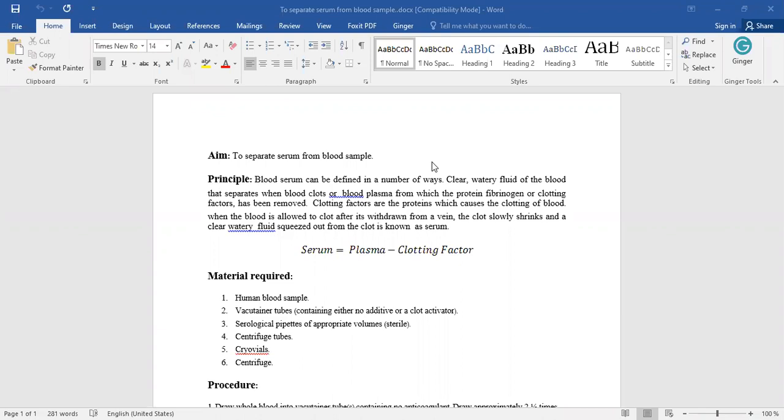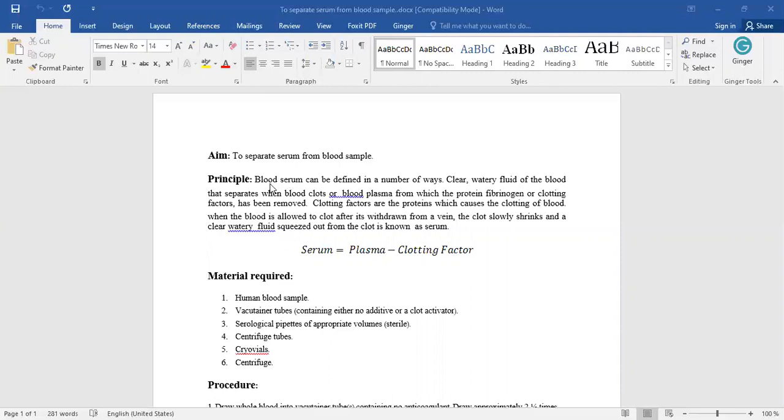Today I am going to discuss the topic of how to separate serum from a blood sample, in the subject immunotechnology lab. So what is the principle of separation of a blood sample?